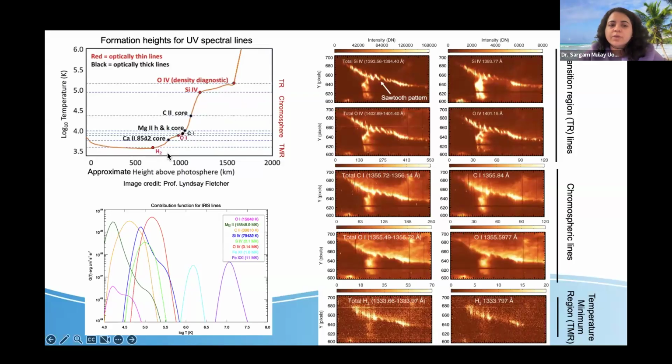So we are actually probing various different solar heights in this particular observation. This is the contribution function for the IRIS lines that tells us the formation temperature of these lines. The interesting thing here is to notice the sawtooth pattern that we have seen in silicon 4 that appears in various different layers. You can see them very nicely in these spectral images.